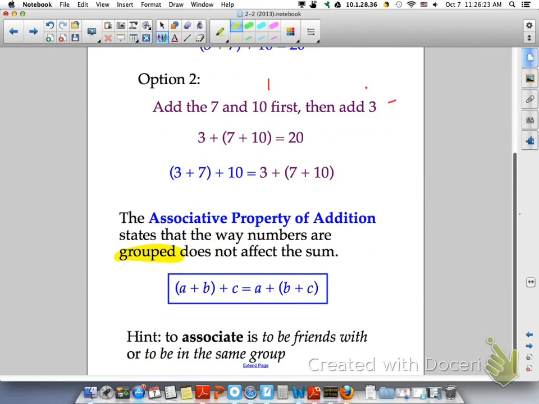Ivana, are you with me? A plus B grouped together, then C added to it, is the same as B and C grouped together, and then A added to that. Cool? One way to remember it: what does associate mean?